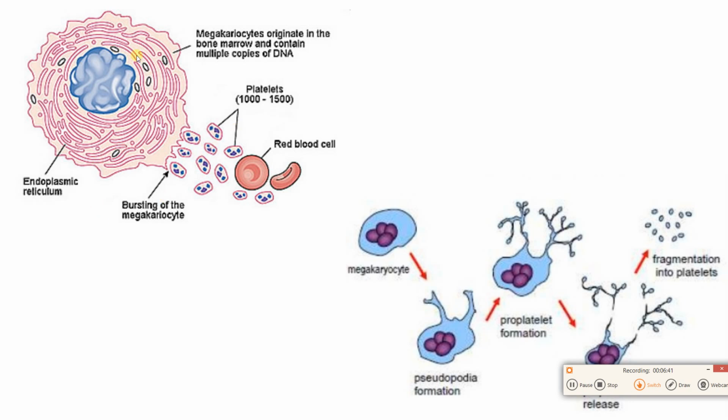There's this big cell in the red bone marrow. Little bits of him are always going to break off. We see it over here. Big cell, sticks out some arms. Arms have arms. And those little arms in the arms break off and they turn into little platelets.